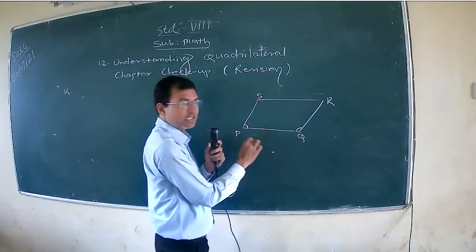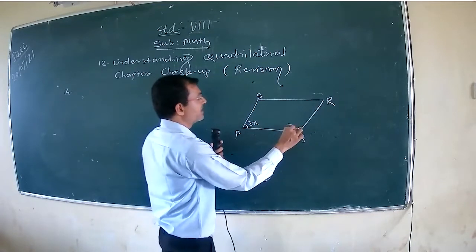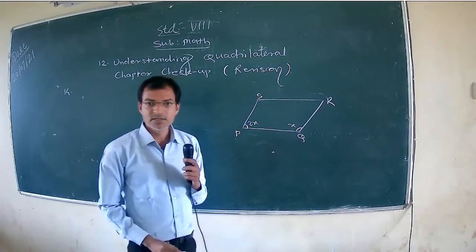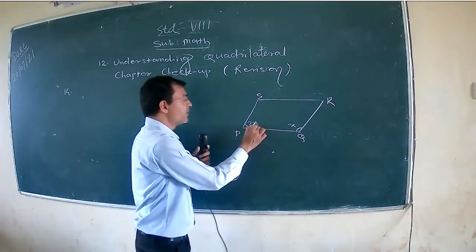Okay, suppose the ratio of these two angles is 2:1. It means 2:1 is the ratio, not the angles. These are not the angles. This is the ratio. Suppose 2:1 is the ratio, means suppose this angle is 2x and this angle is 1x. Now this is the measurement, 2x and 1x.